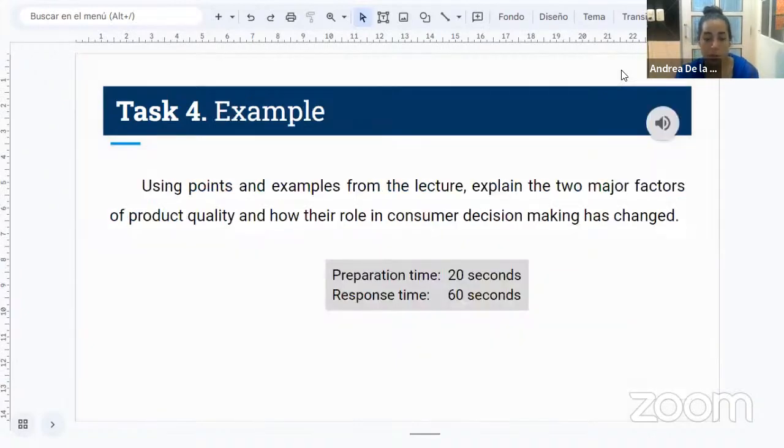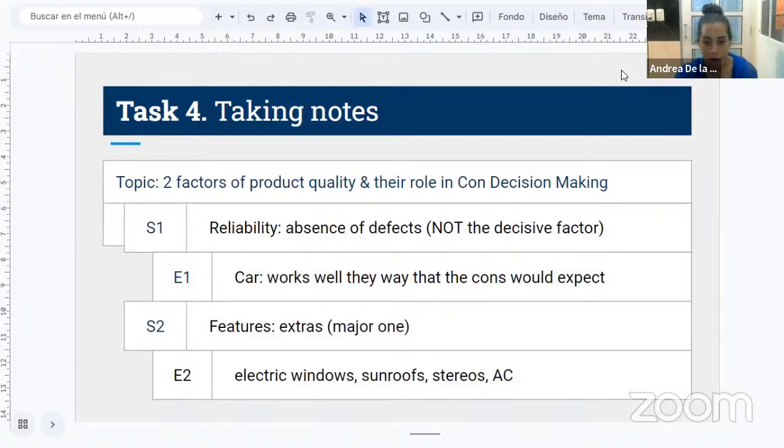Okay. So remember, let's take a look at the question again. It says, using points and examples, explain the two major factors of product quality and how their role in consumer decision-making has changed. So it's important to always read the question. Sometimes we already know what the question is going to look like, and we skip it, right? We don't focus too much on reading it. We start preparing before even reading the question. But it is important that you read and use what you have in the question for your introduction later.